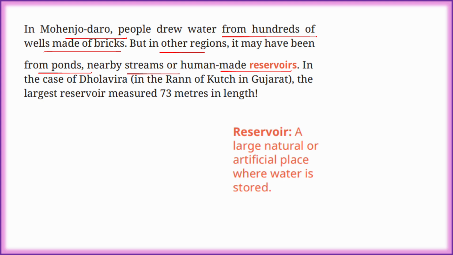Reservoirs means what? Big water storage tanks. So people in Mohenjo-daro took water from many wells made using bricks, but in other Harappan cities, people used ponds, streams or man-made water tanks or reservoirs to get water. A reservoir is a large natural or artificial place where water is stored. In the case of Dholavira in the Rann of Kutch in Gujarat, the largest reservoir measured 73 meters in length. It was very huge.